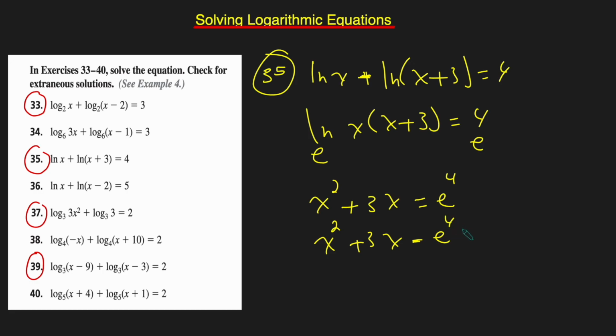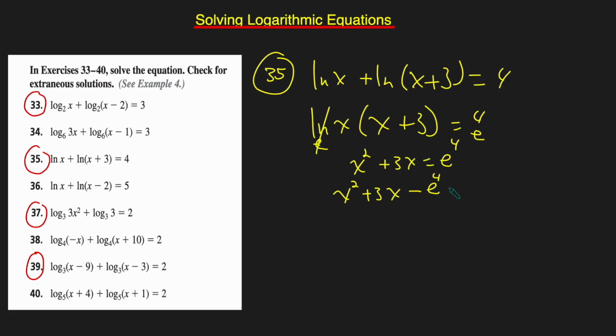Minus e to the 4, which is 54.6. So I'm just going to change e to the 4 to 54.6, equal to 0. And we will use the quadratic equation to find the solution. And once you do that, you're going to end up with two numbers.